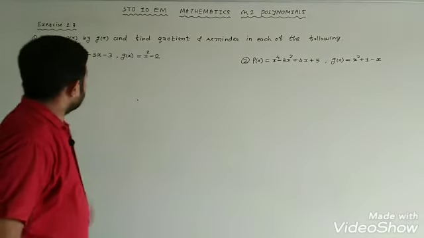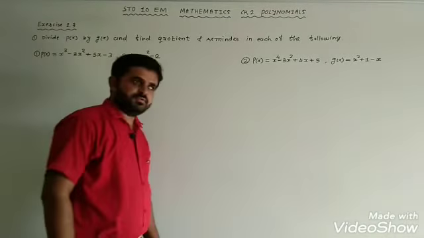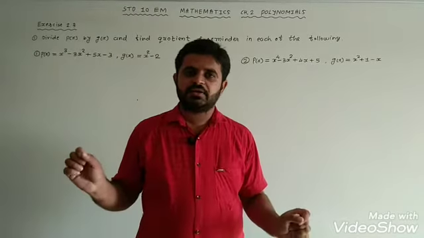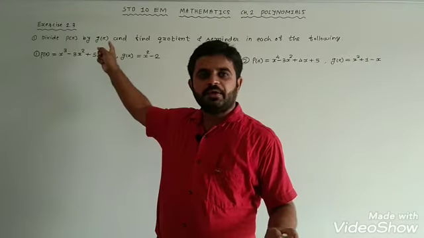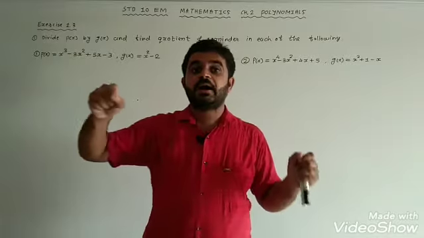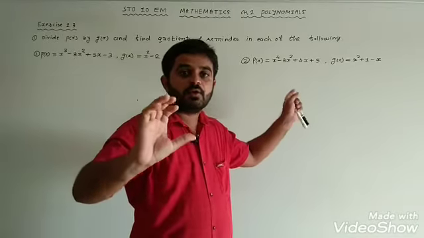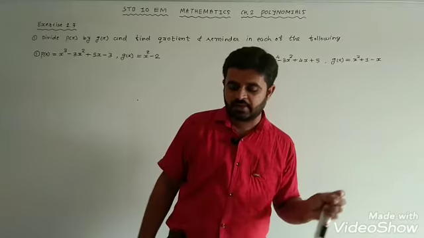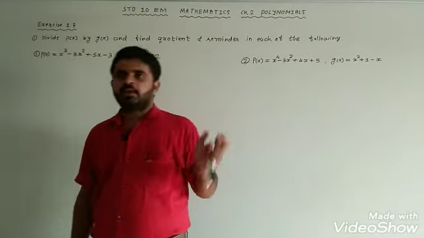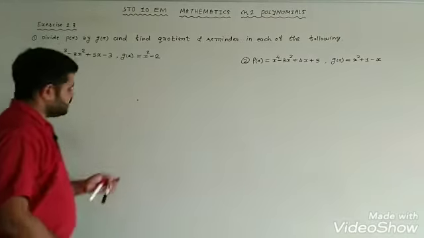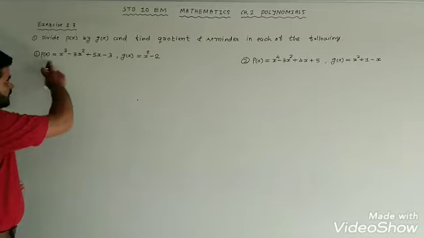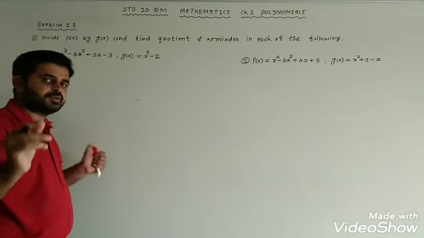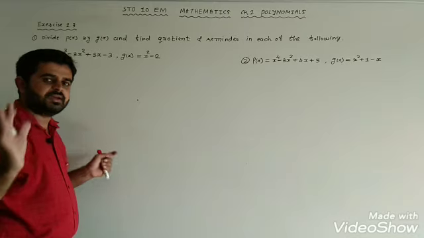Now in the first question of this exercise, p of x and g of x are given and the instruction is to divide p of x by g of x and find its remainder and quotient. In each of the following cases, we have 3 questions. I write here 2 on this board. Now for the first question, p of x is given and it is g of x. We have to find its quotient polynomial and remainder polynomial.